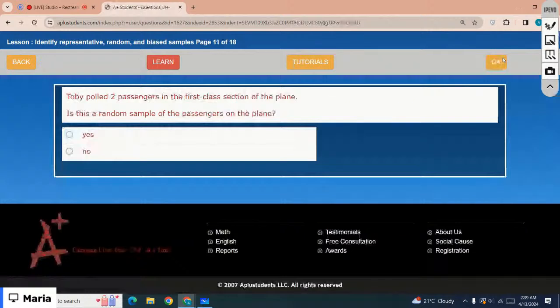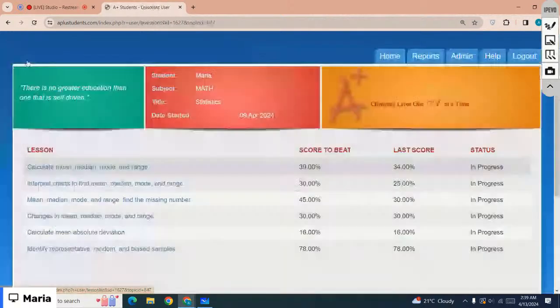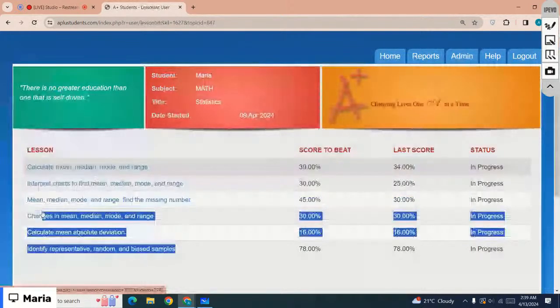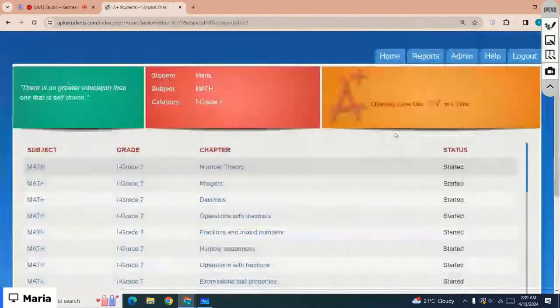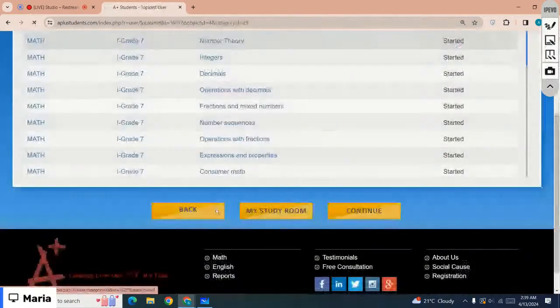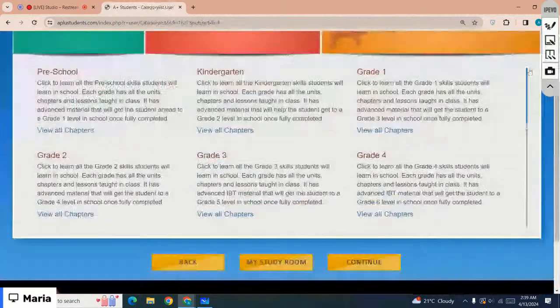Okay, you can complete the lesson by yourself later today. So we were working on the grade 7 math chapter on statistics. The lessons we have covered today are changes in mean, median, mode, and range, calculate mean absolute deviation, and identify representative, random and biased samples, right? So please make sure before the next session you complete all the practice questions for the lessons we did today. That is your homework, right?